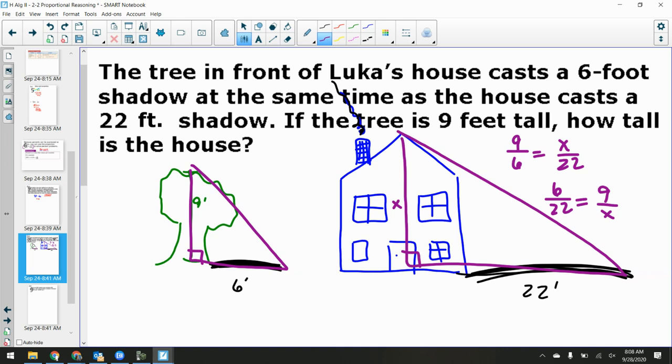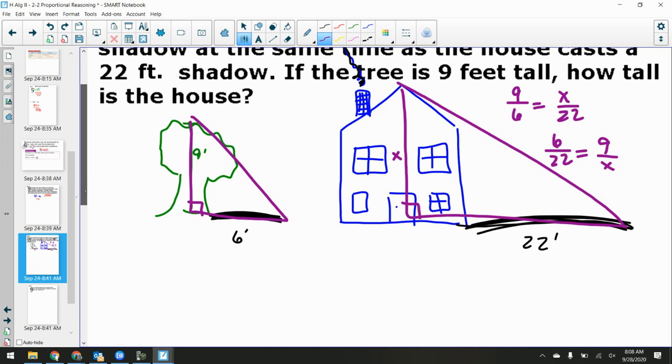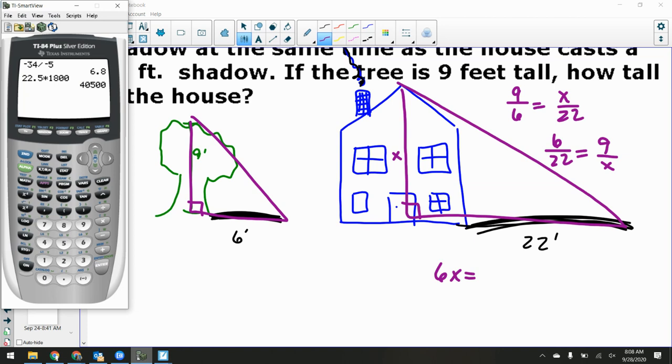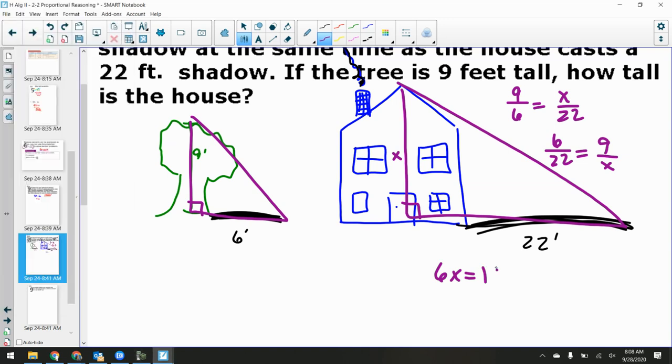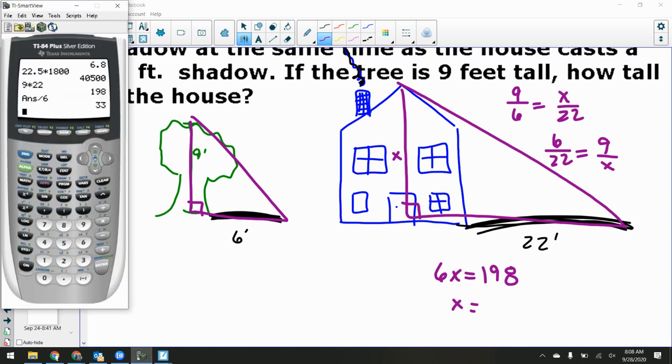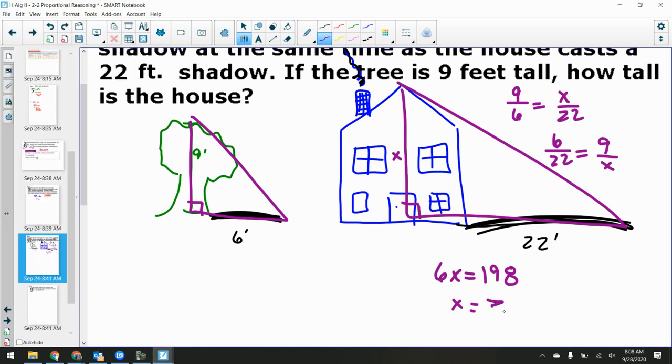So now, think about it this way. Does that change anything here in terms of the cross product? No. I'm still going to do 9 times 22 is equal to 6x. So when I solve this, I get 6x is equal to 9 times 22, which is 198. It's too early for this. And then when I divide by 6, we get 33. So my answer is the house is 33 feet tall.